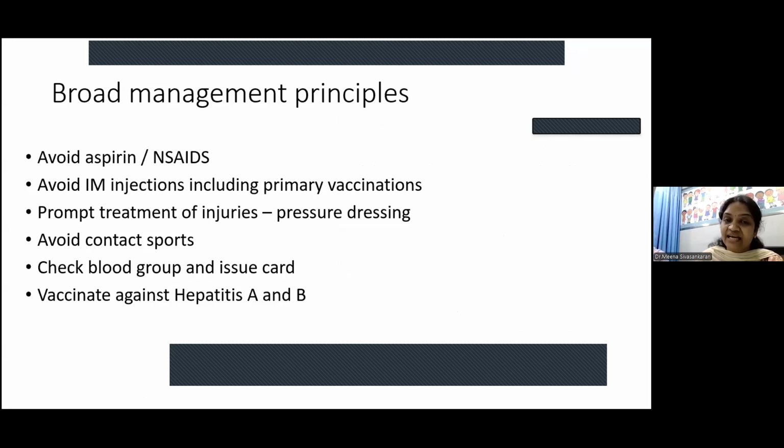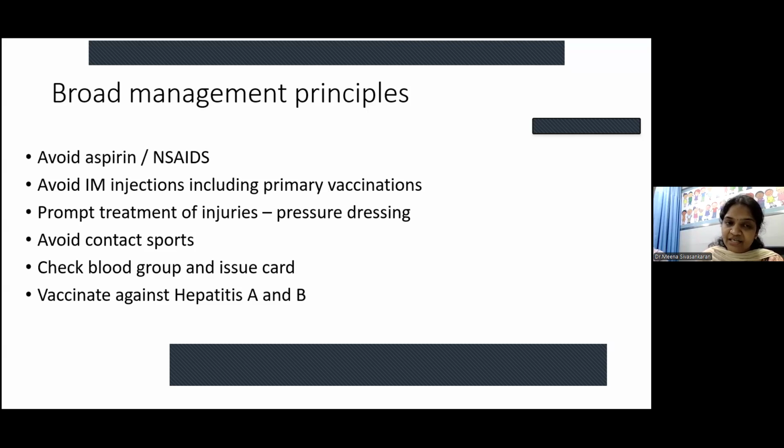In case they need any vaccinations, use the smallest gauge needle possible, and after giving the injection, apply compression for a few minutes to reduce the bleeding. If there is any injury, we have to act immediately, and based on the type and severity of the injury, replace with the clotting factors. Contact sports like football and cricket we can avoid, but we can encourage activities like cycling and swimming, while asking them to avoid contact sports.